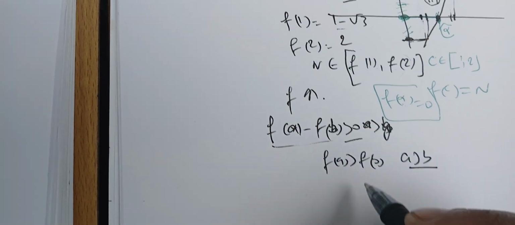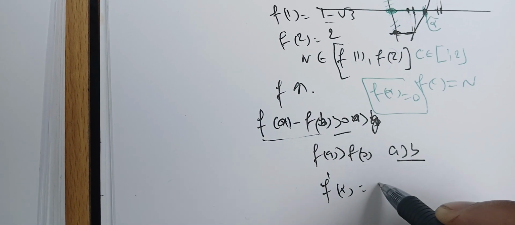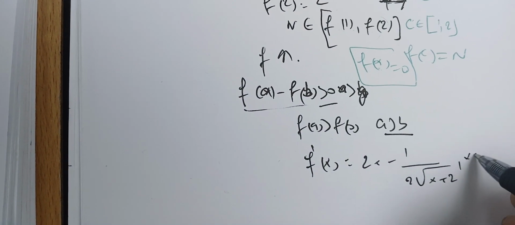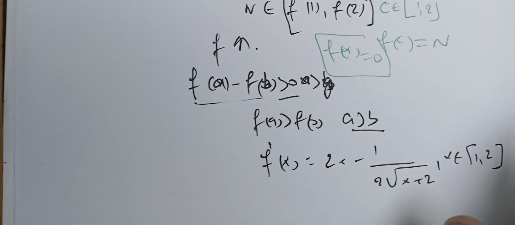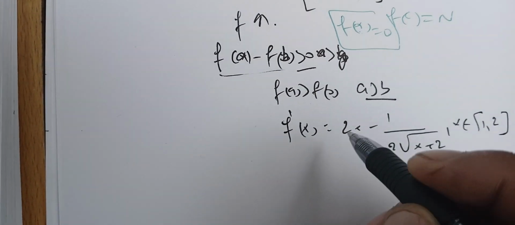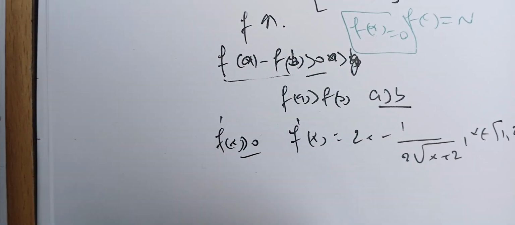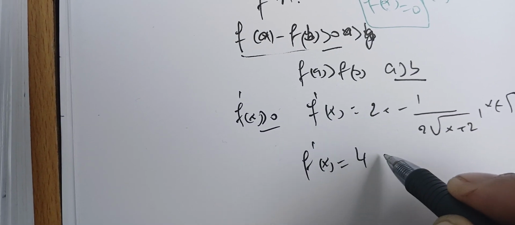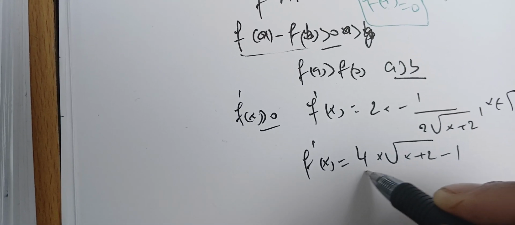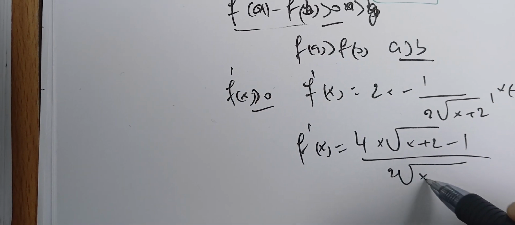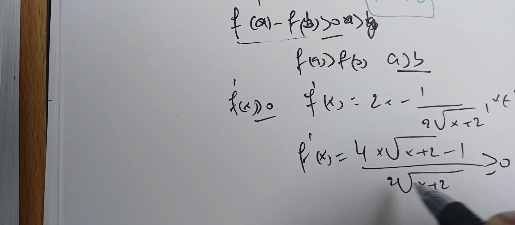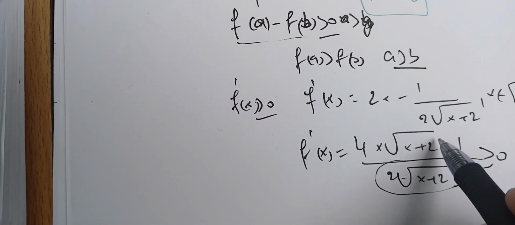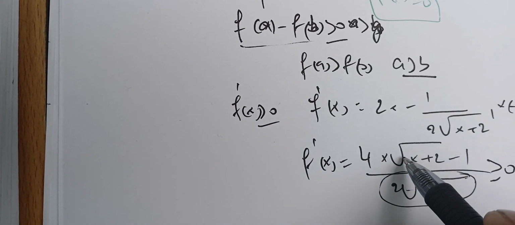We can use the derivative. So f prime of x is going to be 2x minus 1 over 2 square root of x plus 2. We are in this interval (1, 2). So that's our main goal. We want to prove that this one is bigger than 0. We can write this as 4x square root of x plus 2 minus 1, over 2 square root of x plus 2. This one is bigger than 0 because we are in this interval. But this difference we don't know, so we have to show that it's bigger than 0.